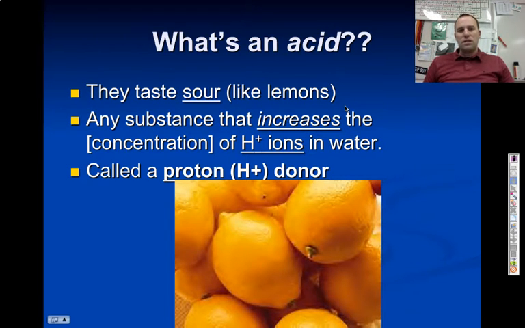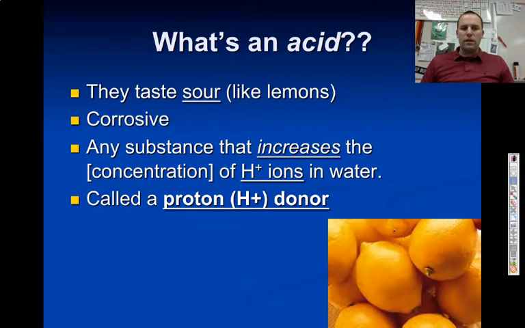So, some characteristics of acids that you need to know: they taste sour, citric acid in lemons and oranges. They are corrosive, and what they do is they increase the concentration of H plus ions in water, of hydrogen ions. All acids start with an H, okay, a hydrogen atom. Hydrochloric acid is HCl. Hydrobromic acid is HBr. Okay, they all start with H.